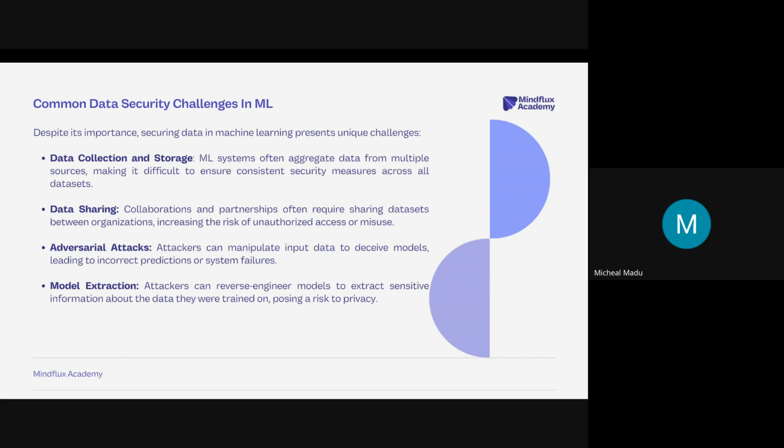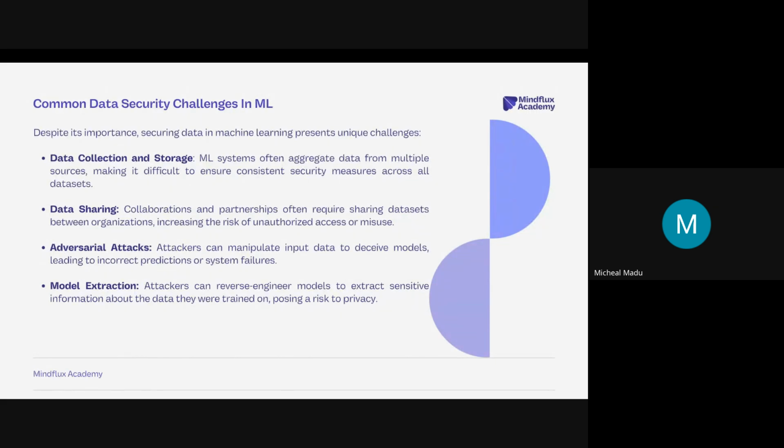One of them is data collection and storage. Machine learning systems often aggregate data from multiple sources, making it difficult to ensure consistent security measures across all data sets. What this basically means is it's very hard for you to completely secure all the data that comes in, reason being that these data are coming from different sources: user histories, customer behaviors, and so on. So it's usually very hard to completely protect the end-to-end flow of this data, which can lead to data leakage, right?